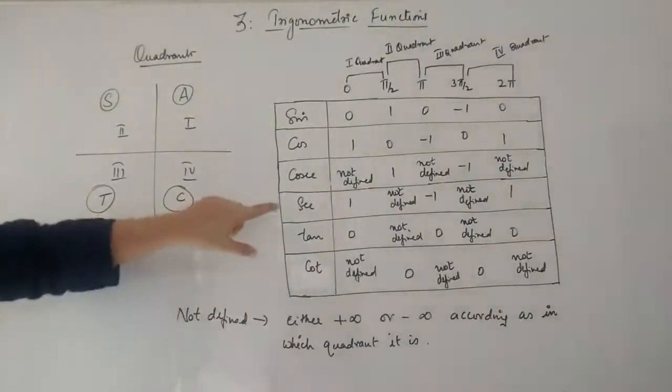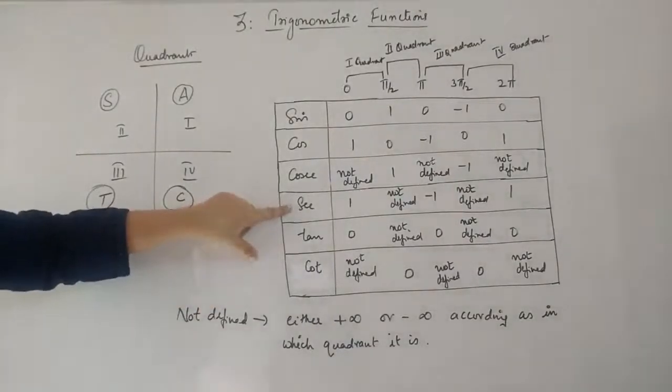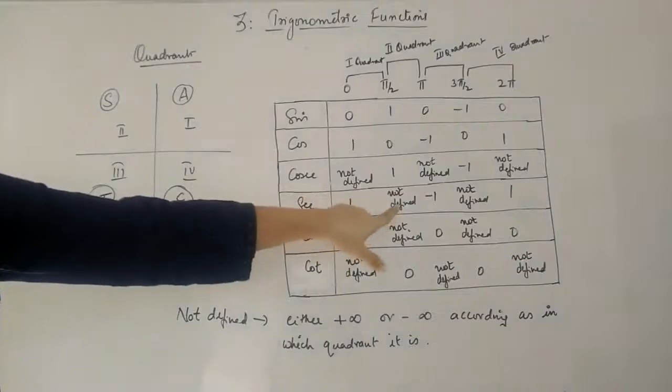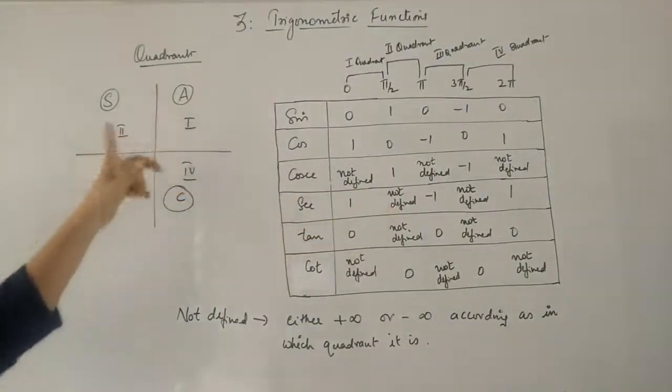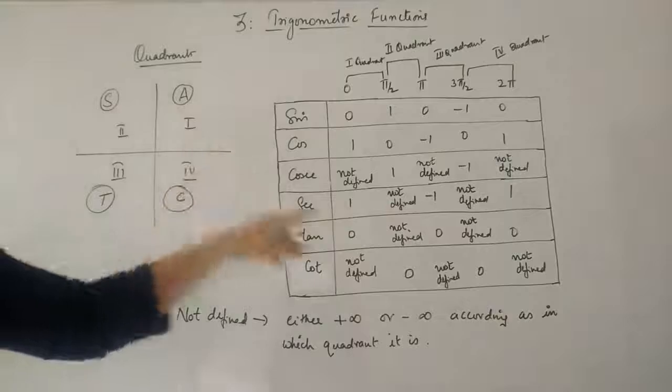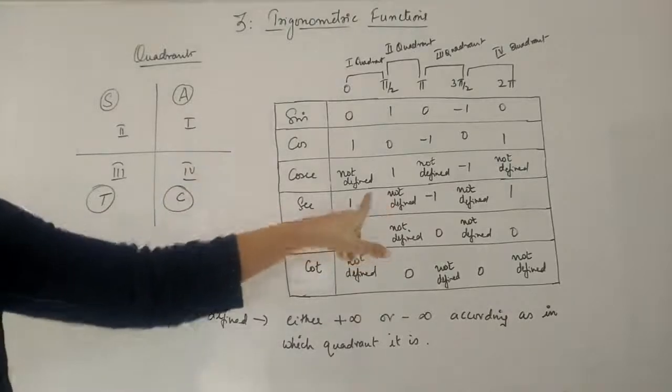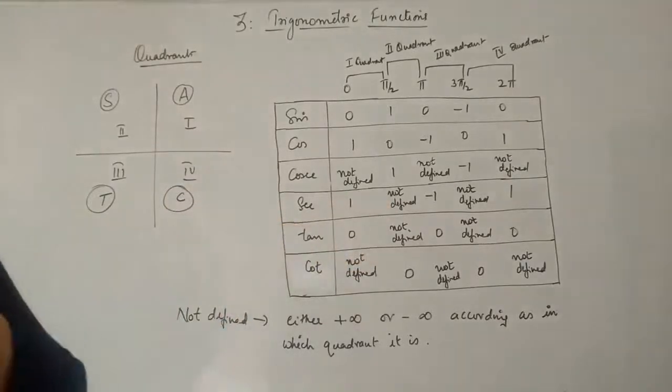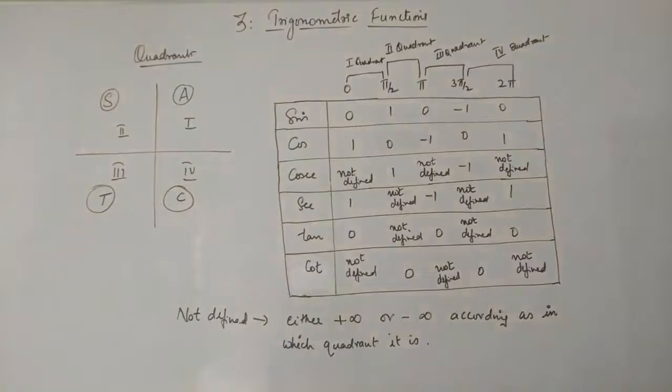Okay. Now for your sec value, it is from 1 to not defined. Again you will go for the first quadrant. In the first quadrant, all the functions are positive, so you can treat it as positive infinity. So it is from 1 to infinity, which means it is increasing in the first quadrant.